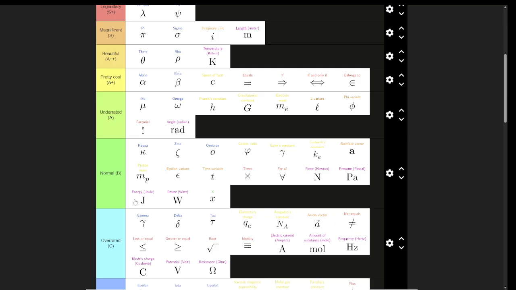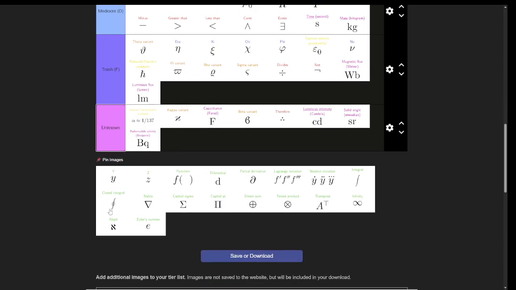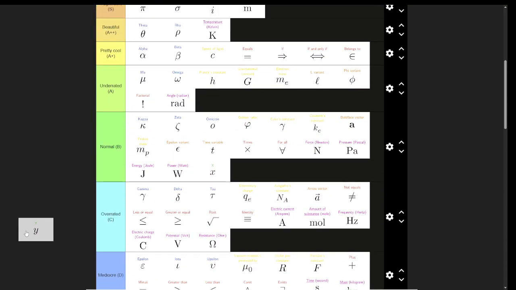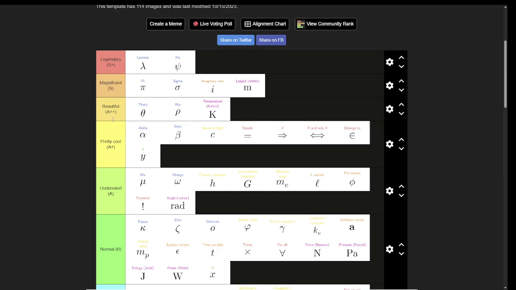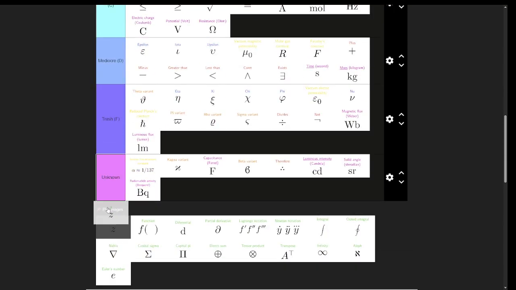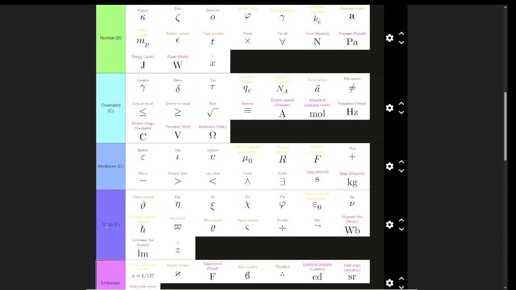I feel like Y would have been better to have. I like Y more than X, because Y comes when you're doing your differentials, your PDEs, your ODEs, all different kinds of mathematics. So Y is way higher than X. Yeah. And Z is going right in trash, because nobody ever uses Z.